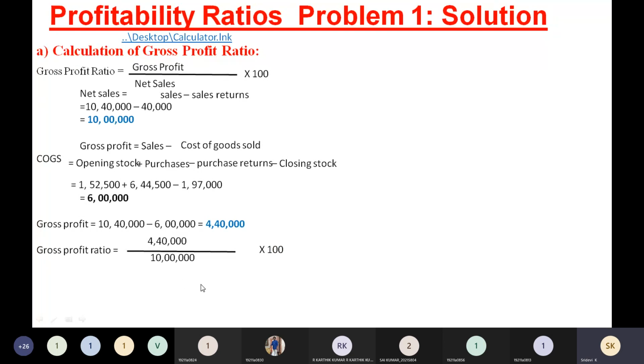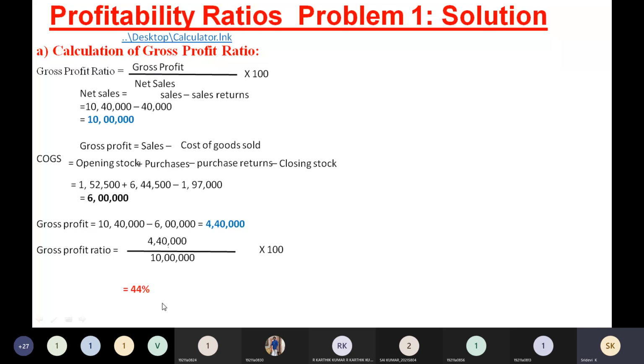So 4 lakhs divided by 10 lakhs means you cancel these zeros. How many zeros are there? 1, 2, 3, 4. 4 plus 2, 6 zeros are there below. Right? So you strike off those. It will be very easy instead of using a calculator. Only 44 is left over now. So 44 percentage, because we are multiplying it with 100. Here not 44, here it is 40. Only 4 lakhs gross profit, no? So 40 you take here, 40%.